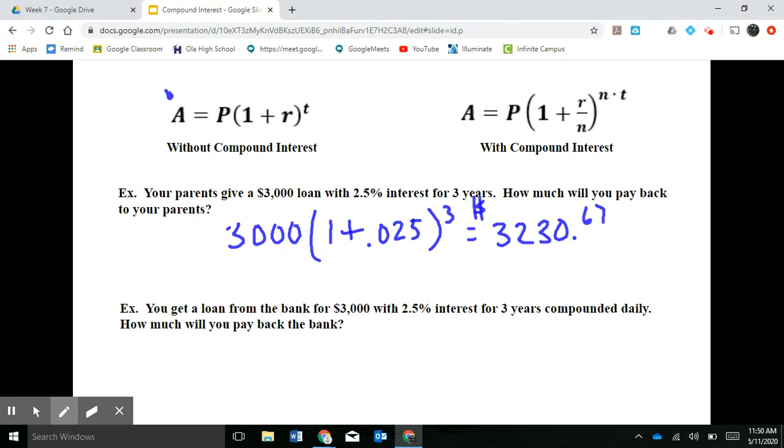But now we introduce a compound. You get the same loan, $3,000, 2.5% interest for 3 years, compounded daily. That one you're going to have to use the compound interest formula. How much will you pay back to the bank? It's still the same thing. You're still getting a loan for $3,000. It's 1 plus the rate, 0.025, but now it's going to be over, because we have to introduce the compound. Compounded daily is 365.